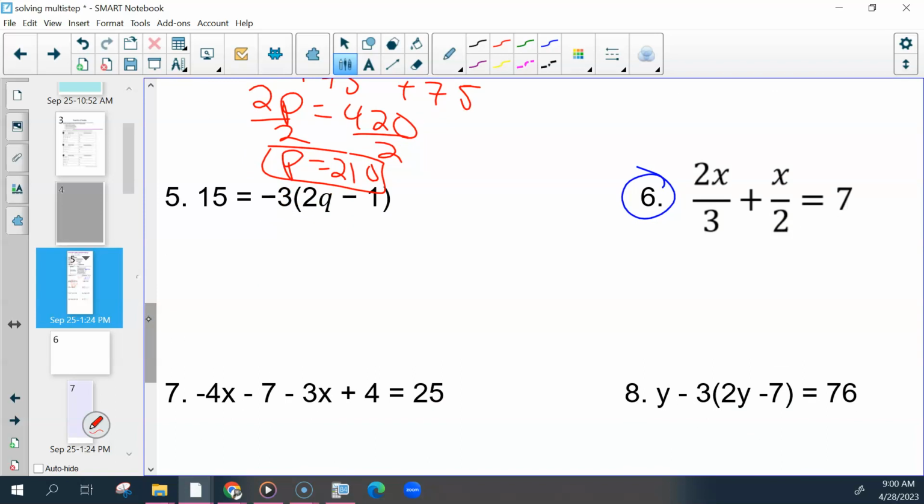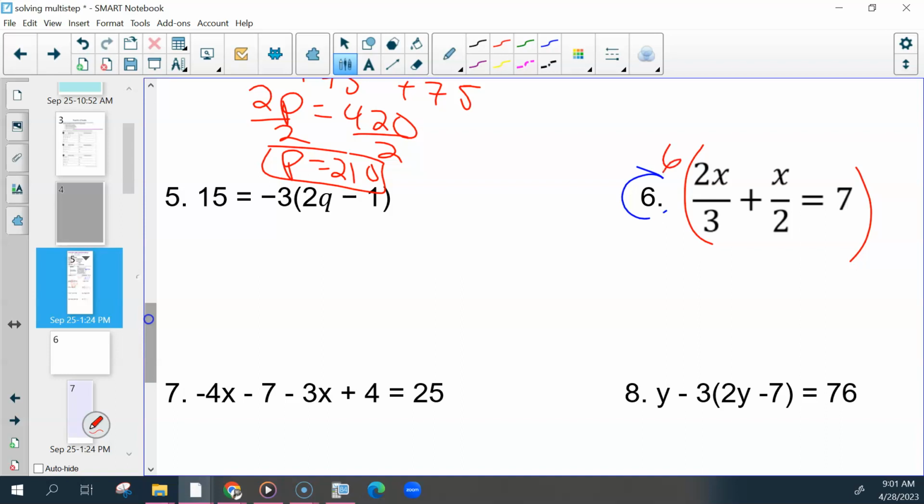For number 6, we either have to get rid of the fractions or deal with them. Which would you rather? Get rid. So if we're getting rid of them, we need to multiply everything by something these both have in common. Do they both have 2 in common? Think about multiples of 3. 3 times 1, 3 times 2, keep going. 2 times 1, 2 times 2. What do they have in common when you multiply them out? 6.